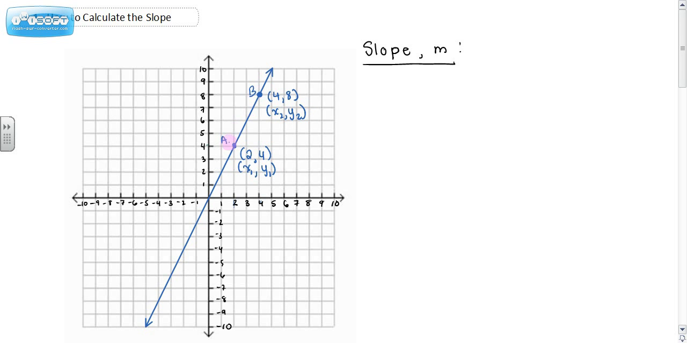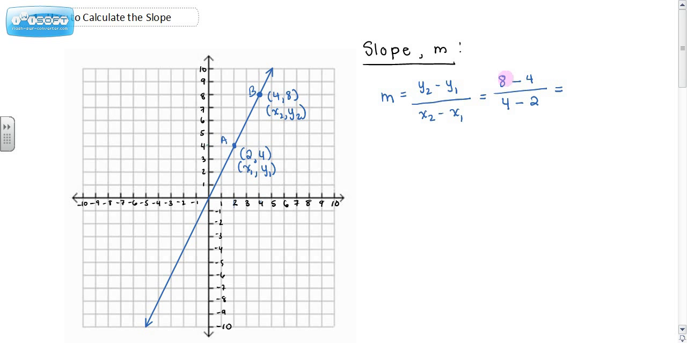To calculate the slope of this line segment, and therefore the slope of the line, I can use the equation m equals y2 minus y1 all over x2 minus x1. I can utilize this equation by looking at my y2, which is from my point B, which is 8. Then I subtract my y1 value, which is from point A, which is the value of 4. I then divide that all by the second x value, which is 4, subtract the first x value, which is 2.